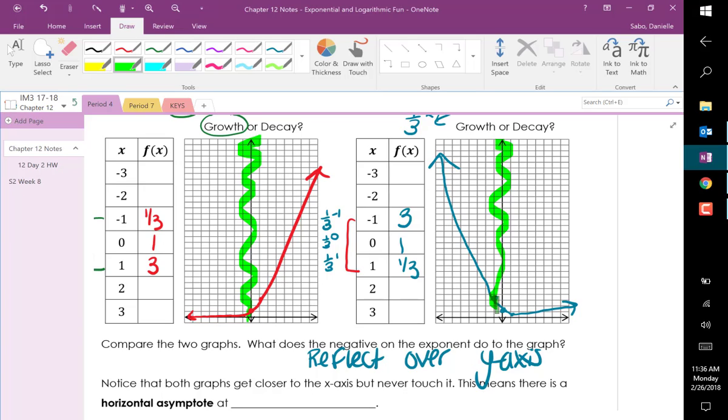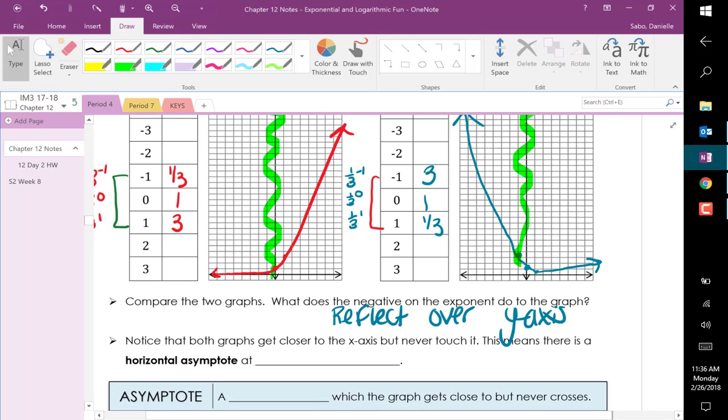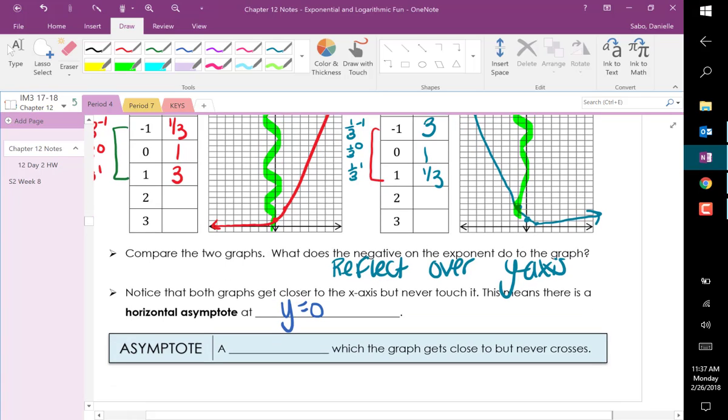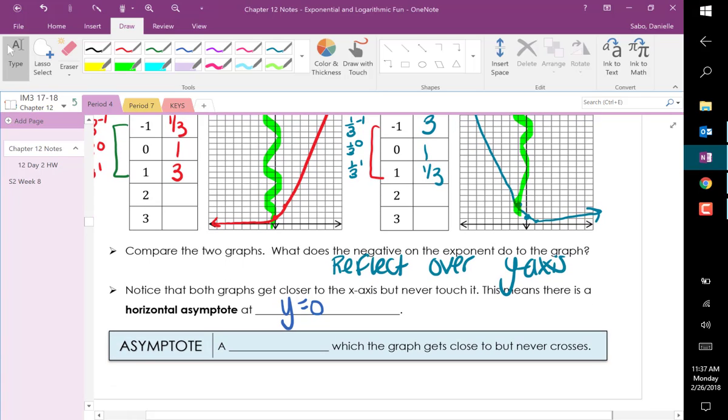Notice that both graphs get closer to x but never touch it. This means you have a horizontal asymptote at y equals some number. Where does it never touch but get really close to? So 0. That's called an asymptote, from Chapter 9, I believe, where it gets really, really close to something but never touches it. So it's a line which the graph gets close to but never crosses. I just want to refresh your memory here. You can flip when you're done, so I know you're ready.